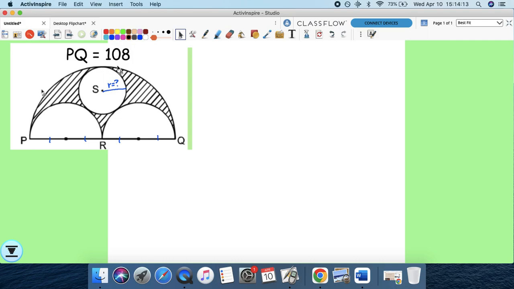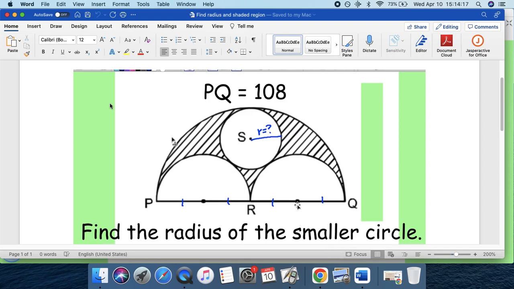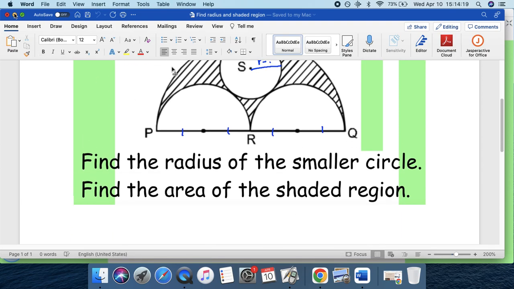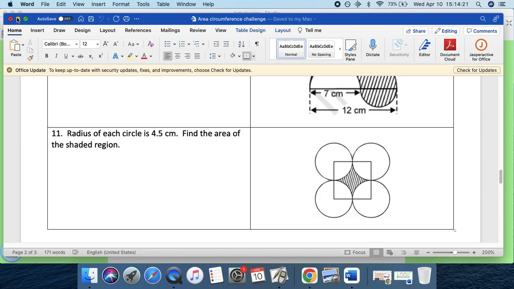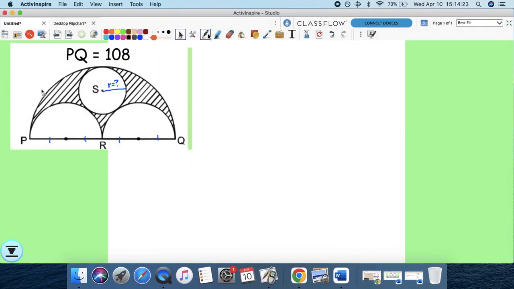We want the area of... the radius and the area of the shaded region. Okay, so we need the area of the circle, right? Imagine if you had a cookie cutter, and you took this guy out, this guy out, this guy out, and this guy out. The shaded region, which I'll put in blue, is what you have left over.